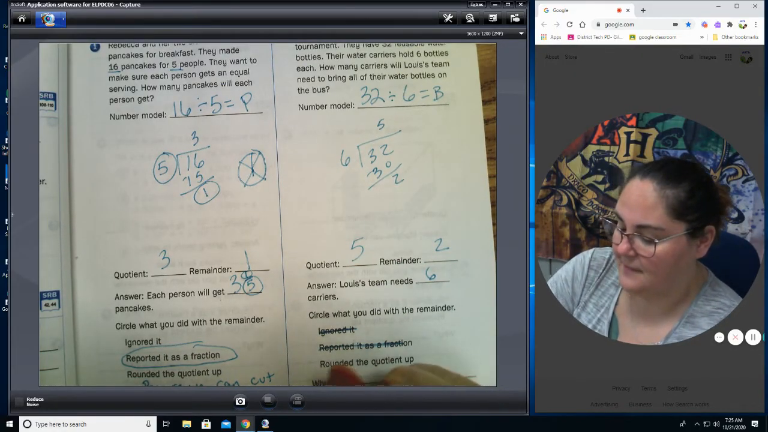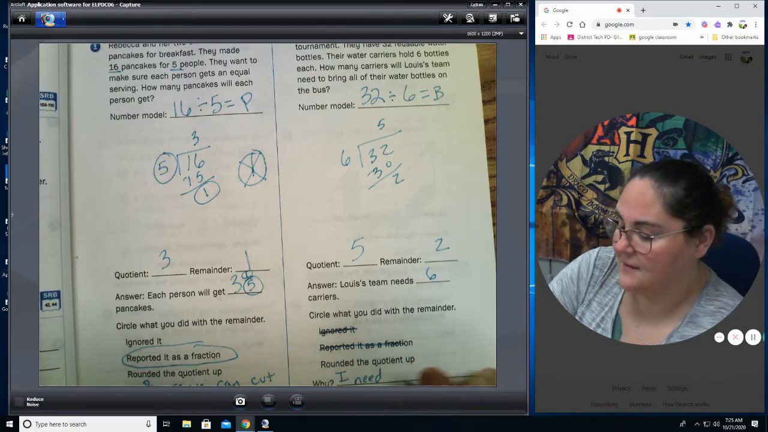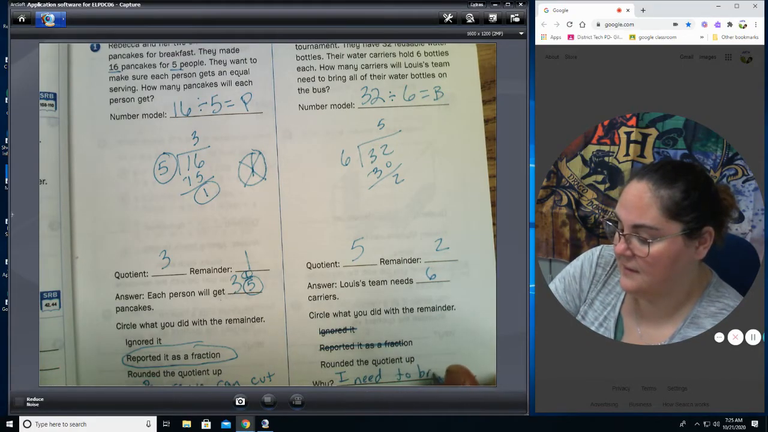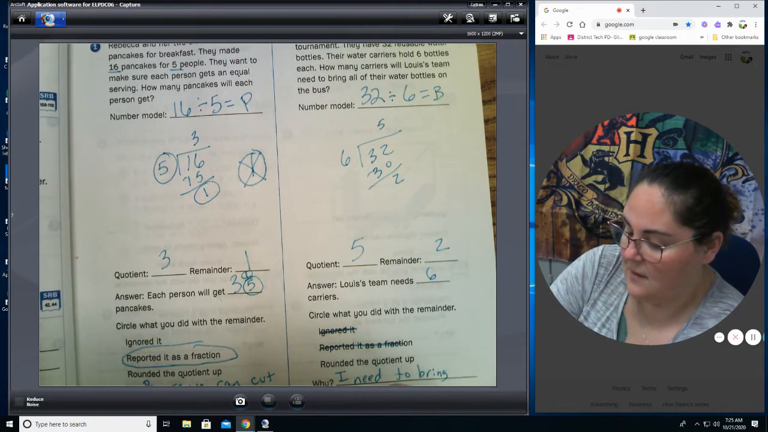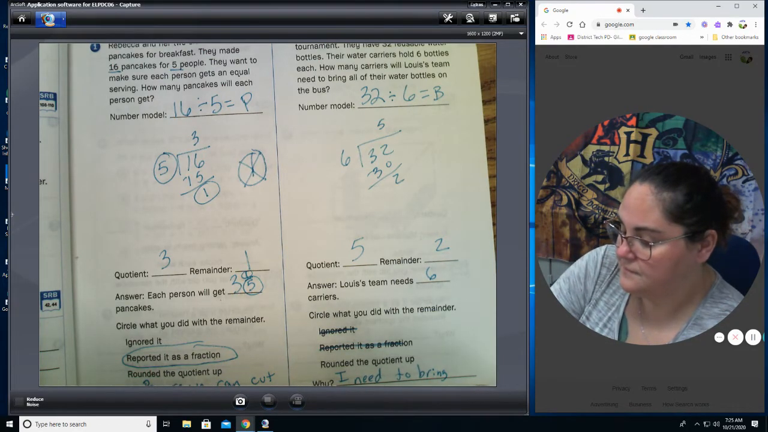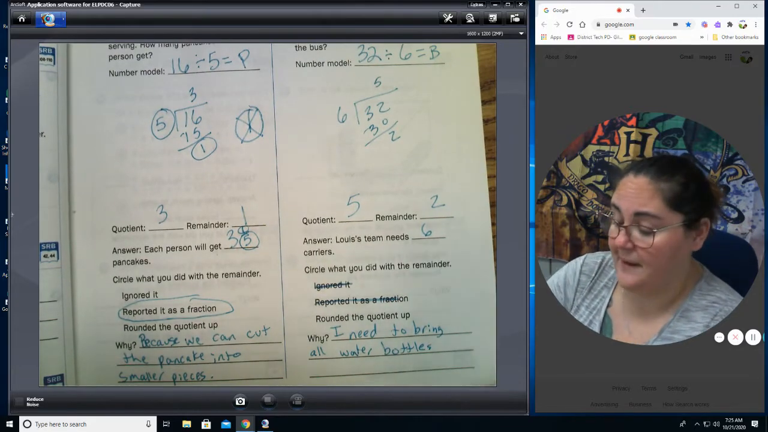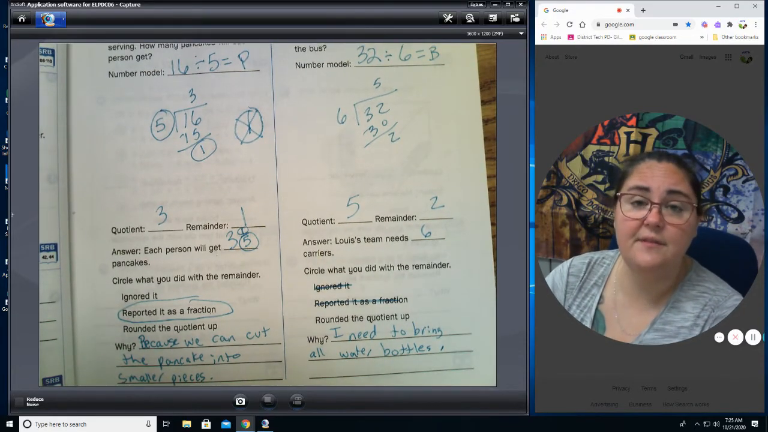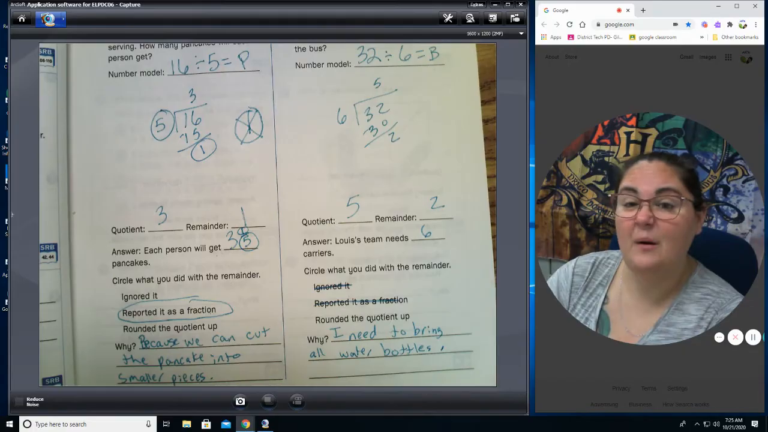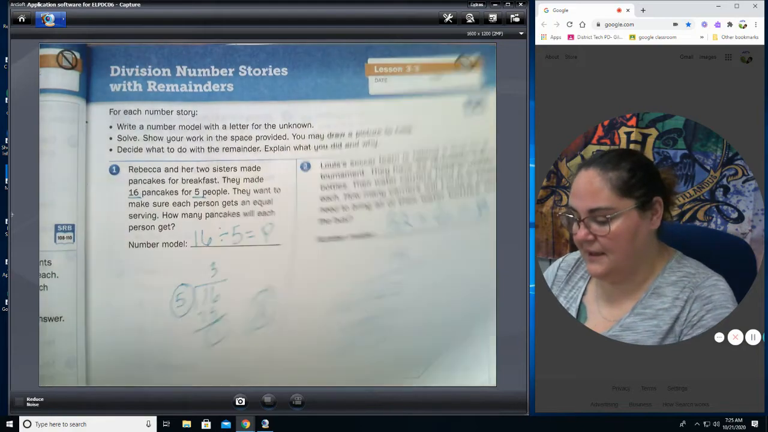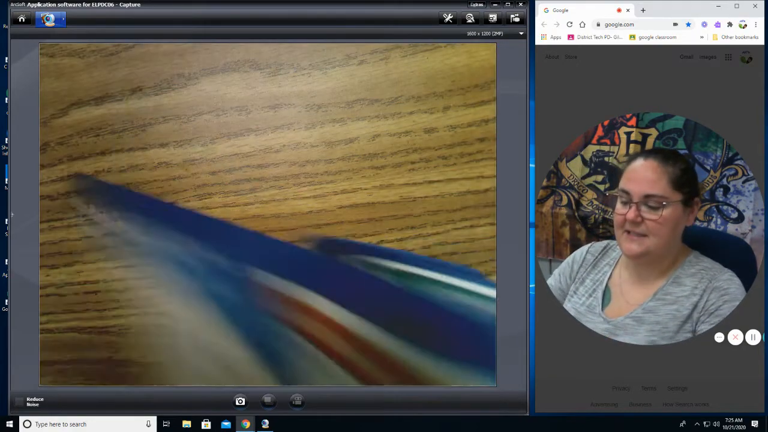Why? I need to bring all water bottles. That's what I would write for my reasoning. I need to bring all of them. I would accept that. Awesome.